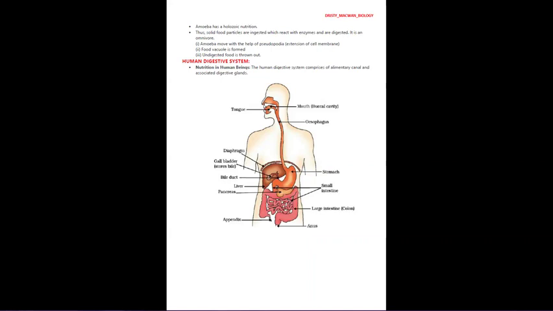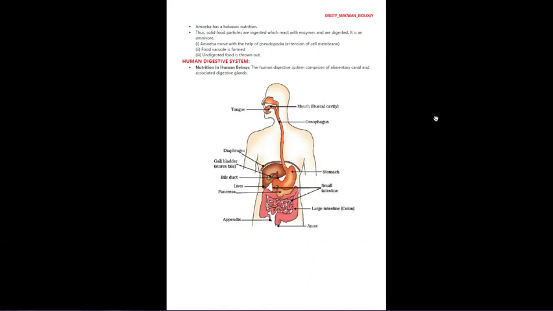We have already seen the heterotrophic nutrition, and in that we have seen three different types of nutrition, that is holozoic nutrition, saprophytic as well as parasitic. Now we have already seen about the nutrition in amoeba as well as paramecium. Today we are going to see about the human digestive system.